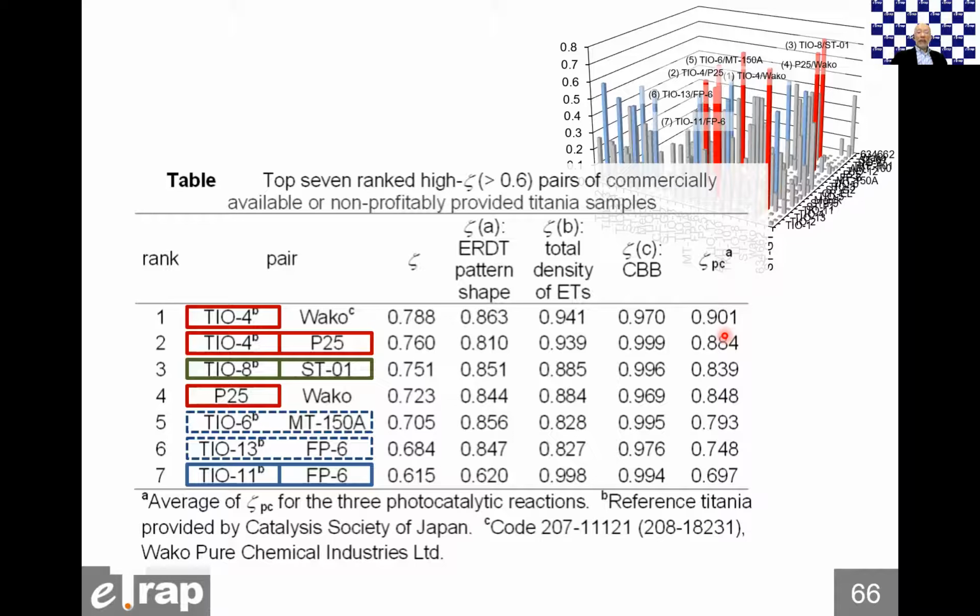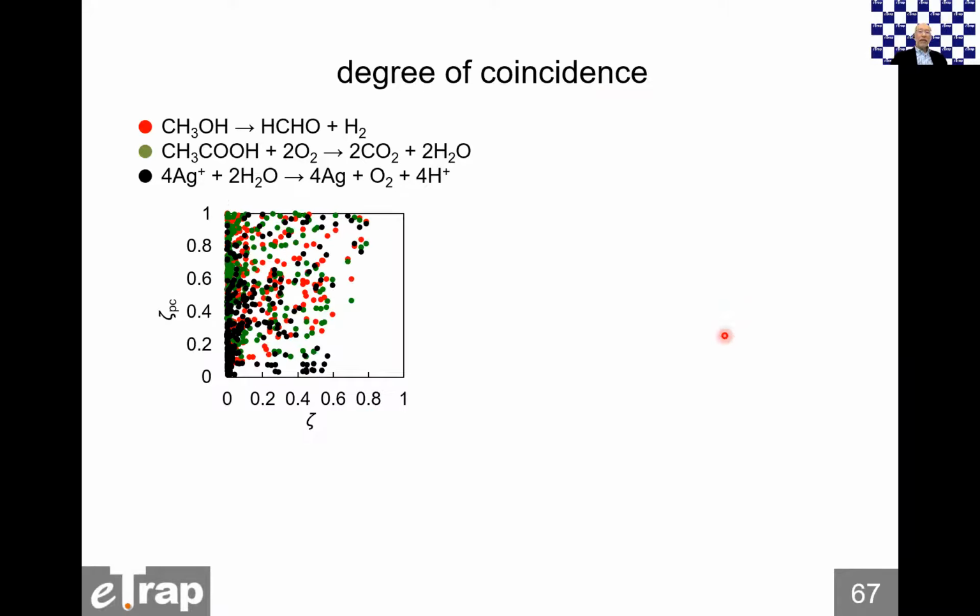So without seeing the code name, only by checking the ERDT CBB pattern, it is possible to say whether they are different, similar, or almost identical. And the extension of this concept is shown here. This is the degree of coincidence of commercial titanium samples, and this is the degree of coincidence of 3 kinds of photocatalytic reactions. And 1 means almost the same photocatalytic activity. But this is not the absolute photocatalytic activity, just comparing 2 titanium samples.